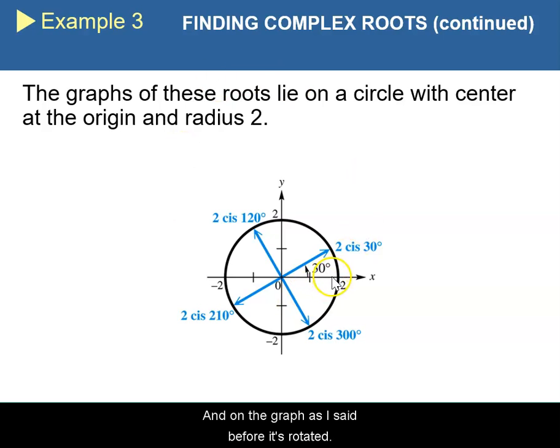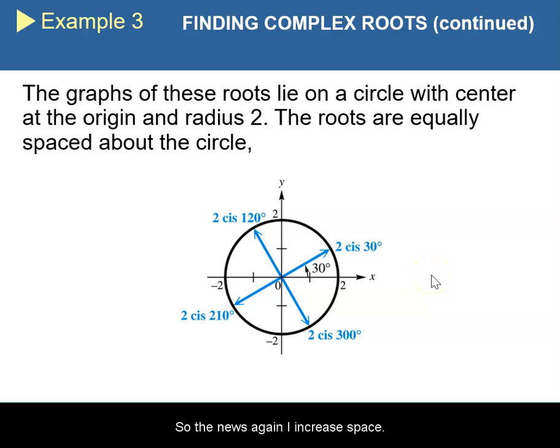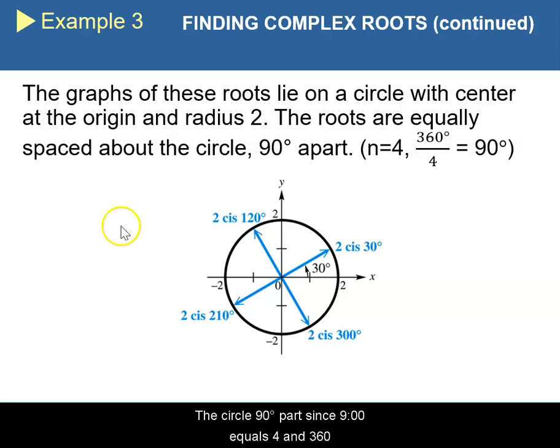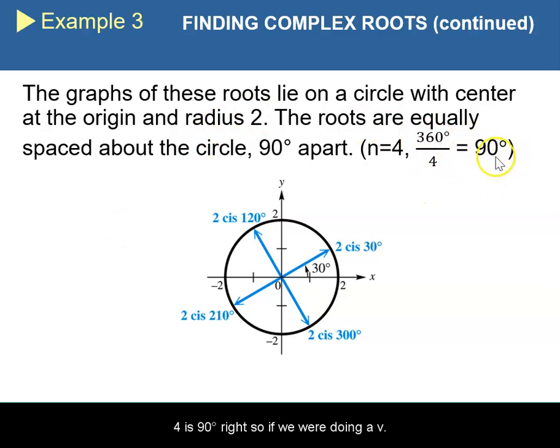And on the graph, as I said before, it's rotated by 30 degrees. It's like the standard axis now being rotated 30 degrees. Since there's 4 of them, they are all equidistant on the circle, 90 degrees apart. That's why it looks like the standard unit circle just rotated by 30 degrees. So the roots are equally spaced about the circle, 90 degrees apart, since n equals 4 and 360 divided by 4 is 90 degrees.